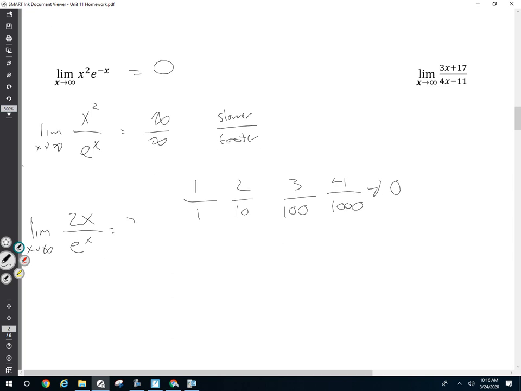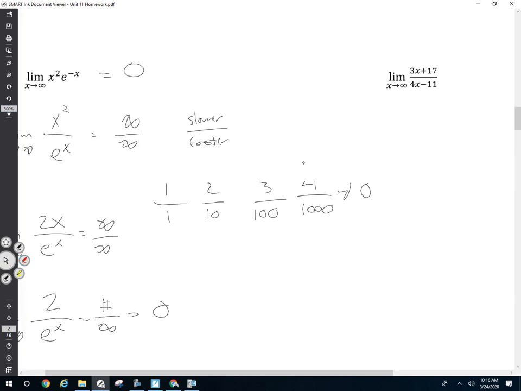But if I go one extra step, and I take the derivative again, I get 2 over e to the x. Well, 2 is not growing at all. e to the x is growing. You have a constant divided by infinity. This is definitely approaching 0. So you know for certain that it's actually slower over faster. x to any power will eventually get down to a number or 0 versus a number to a power. Its derivatives will always be the number to the power.